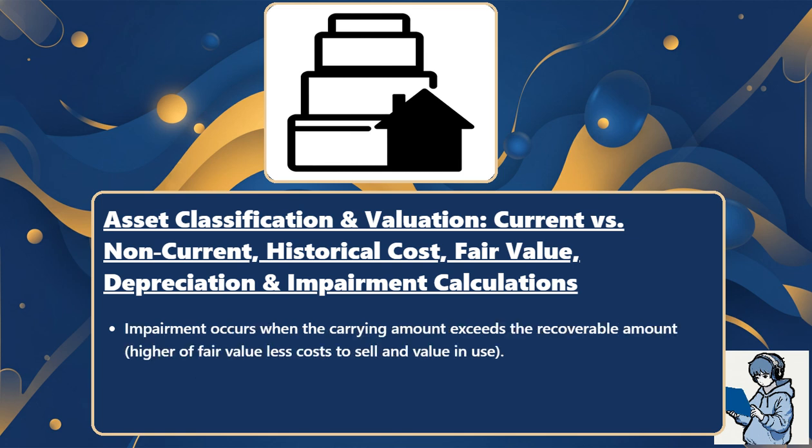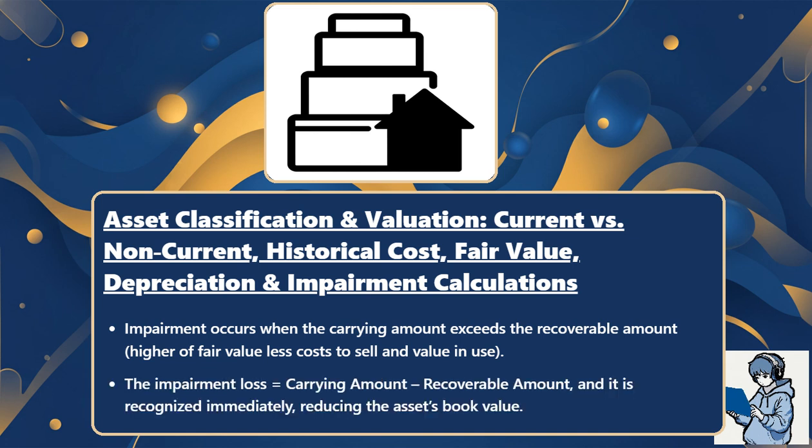Impairment occurs when the carrying amount exceeds the recoverable amount, which is the higher of fair value less costs to sell and value in use. The impairment loss equals carrying amount minus recoverable amount, and it is recognized immediately, reducing the asset's book value.